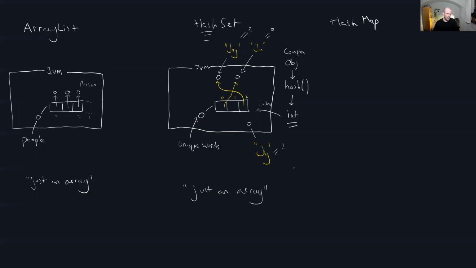Okay, and then, wait, didn't really mean to do that, thank you very much. When it comes to hash maps, then we can do the same trick. Okay, let's look at what's going on inside our JVM when we have a hash map. Running out of a little bit of space here.